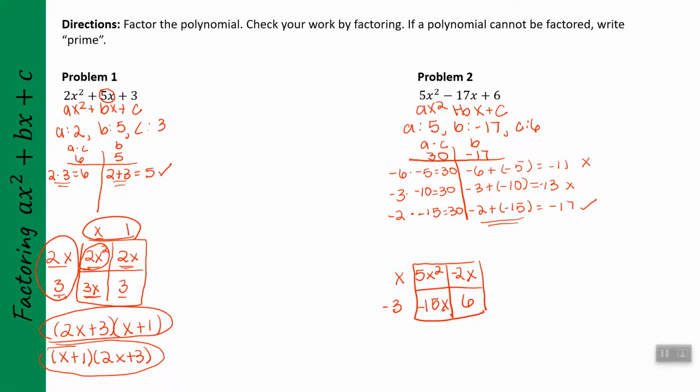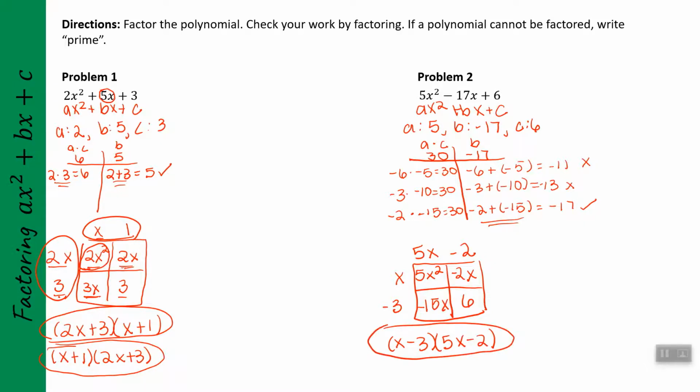Now I need to figure out what I need to multiply by these rows to get what's in the boxes. So to get 5x squared, I need to multiply x by 5x. And 5x times negative 3 gets me negative 15x. So that's a good sign. x times negative 2 gets me negative 2x, and negative 2 times negative 3 gets me 6. So my factors then are x minus 3 times the quantity 5x minus 2.